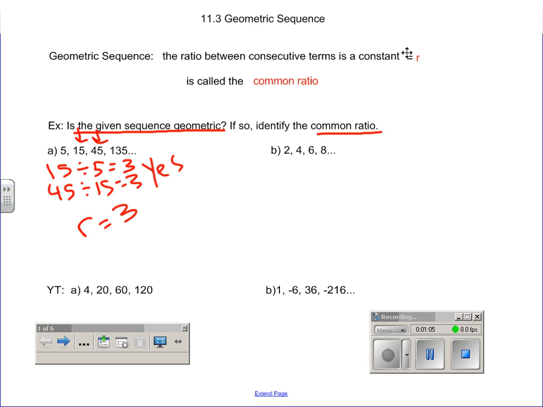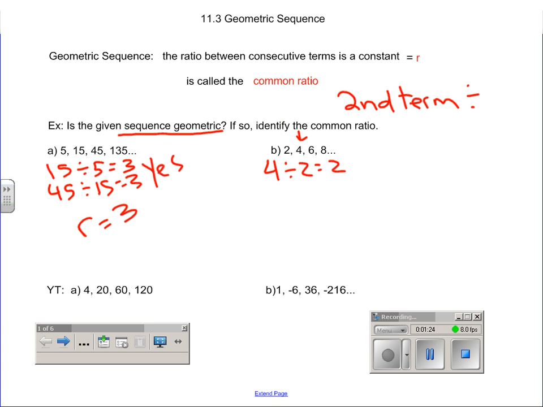Now we're going to go to the second example here. And again, answer that first question. Is it geometric? So we go to the second term and we're going to divide by the term in front of it. So second term divided by first term gives us 2. And we check it again. The next term, 6 divided by 4.